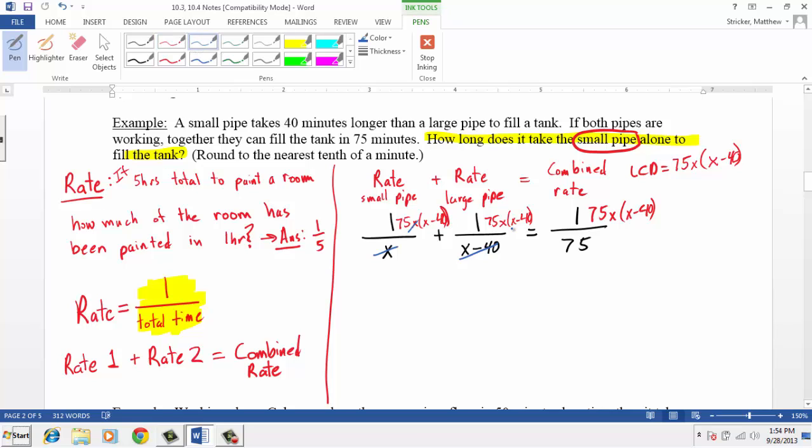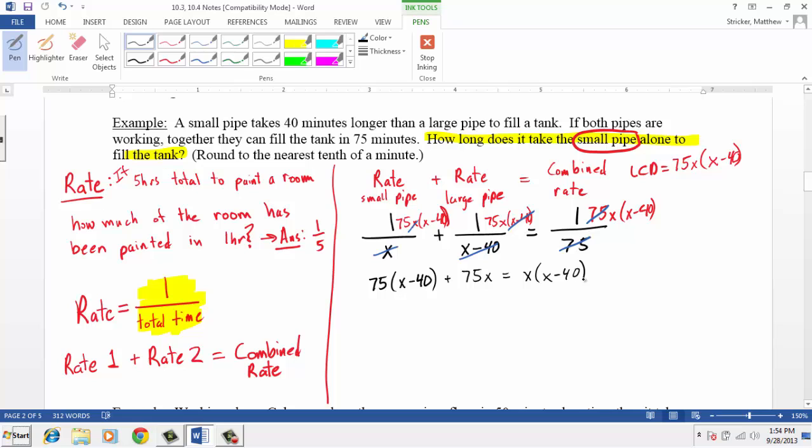So in the second term, the x minus 40's cancel, and then in the last one, the 75's cancel. And so we multiply, we have what's left. In this first term, we have a 75 and an x minus 40. In the second term, we have a 75x. And then in the last one, we have an x times x minus 40.